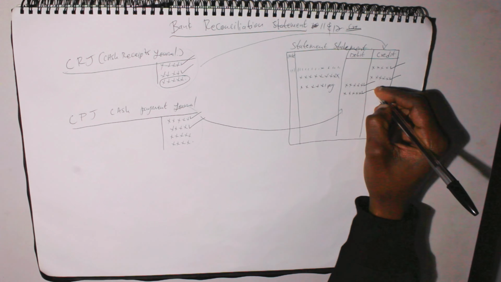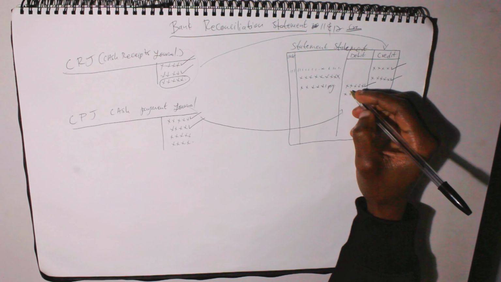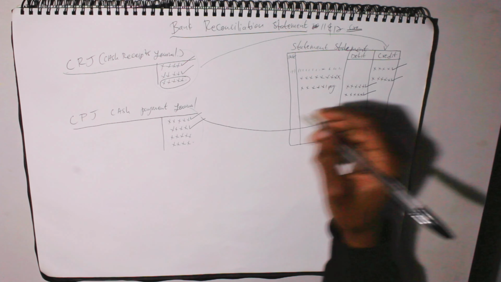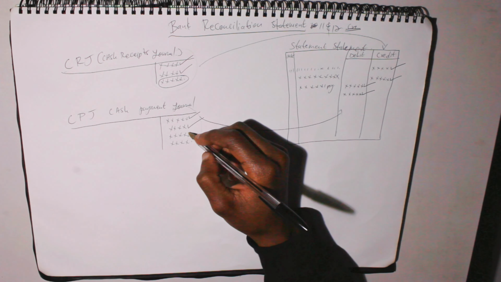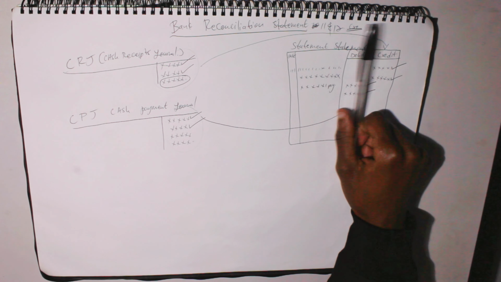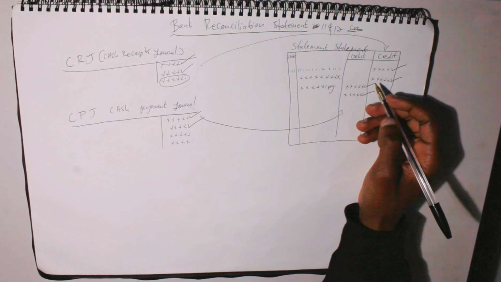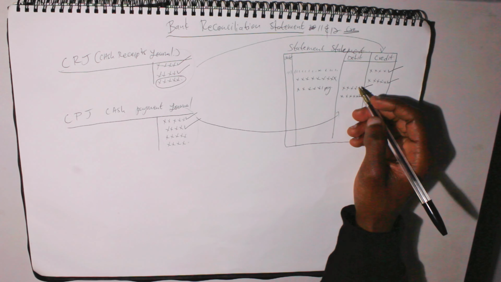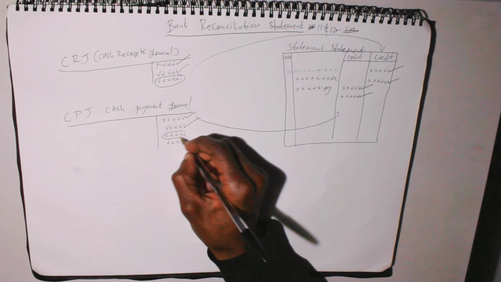However, should it happen that we see there is an amount on the CPJ and it's not showing on the debit side of the bank statement, like for example, we have two amounts that are showing there but they're not reflecting on the debit side of the bank statement, it simply means that we did record, but the bank made a mistake. We want to fix that in our bank reconciliation statement. So we're going to circle the amount.